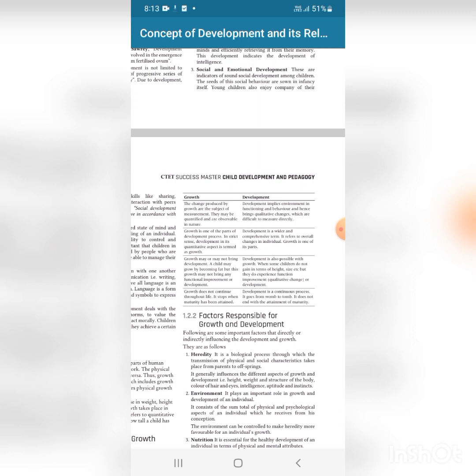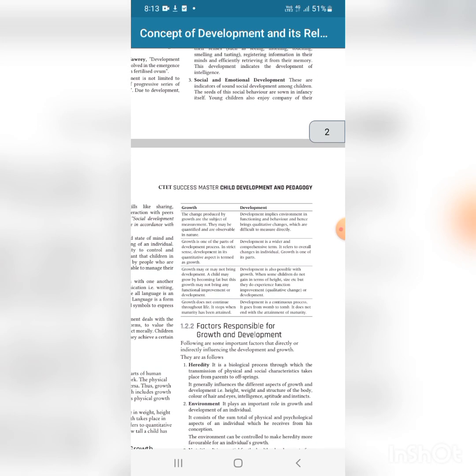Whereas development is also possible without growth. For example, if some children stop gaining weight, height, size, etc., but they do experience functional improvement, which means qualitative change or development. Development is a qualitative process, and growth does not continue throughout life. It stops when maturity has been attained, and development is a continuous process.